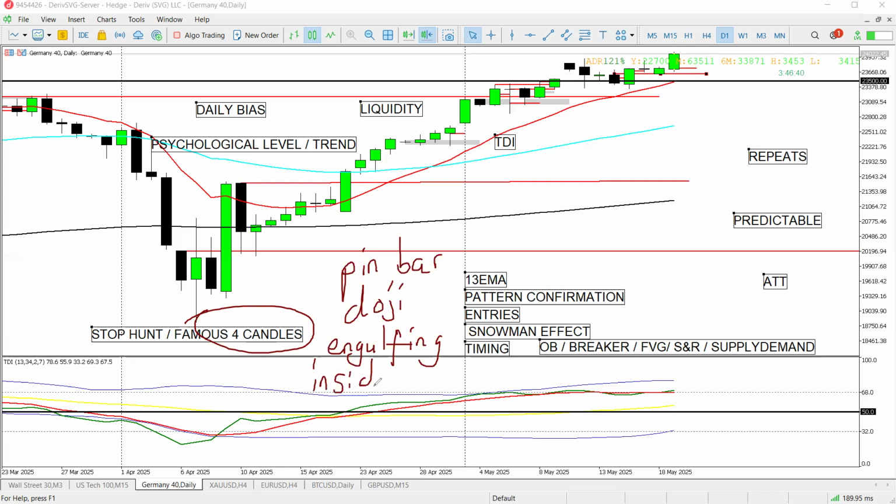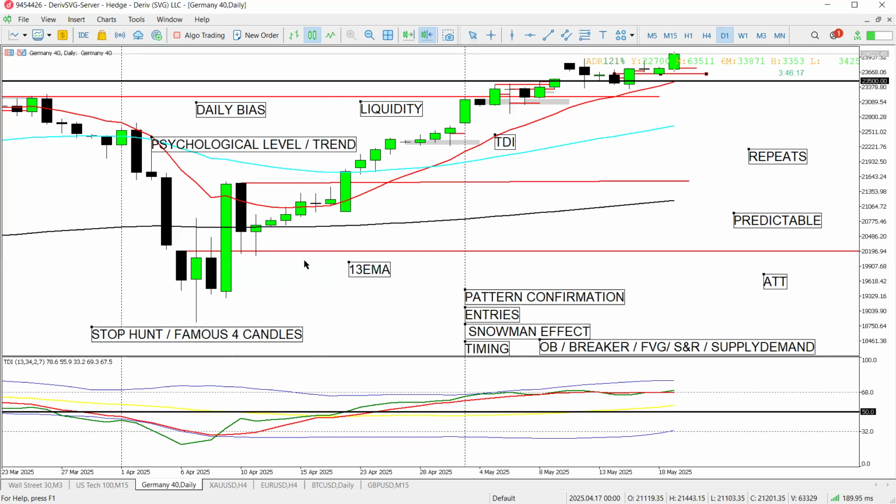So on my setup, or on everything I explain, you hear me speak of the famous four. Each time I mention the famous four, just know that I'll be referring to one of these four candles. On every setup I take, at least one of these candles has to appear. Then I also want to check my price in relation to the 13 EMA. This applies on all time frames.